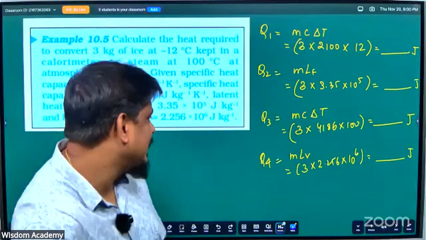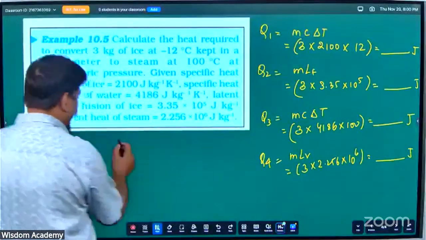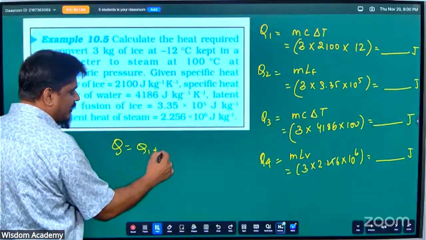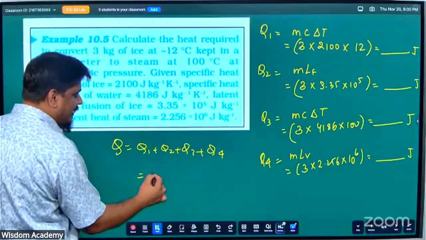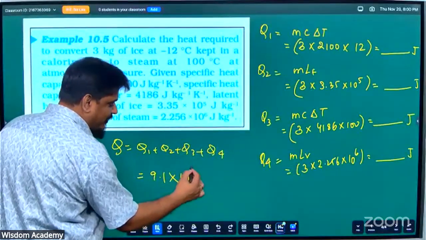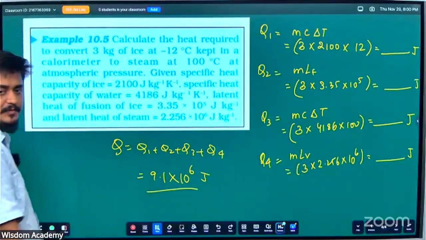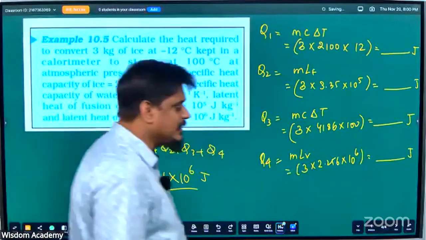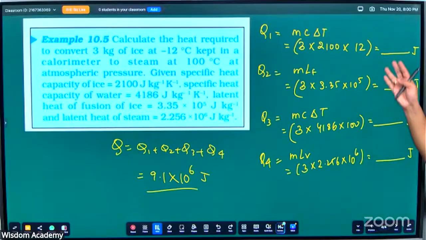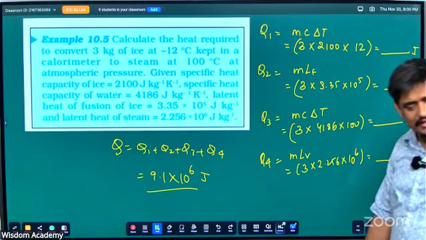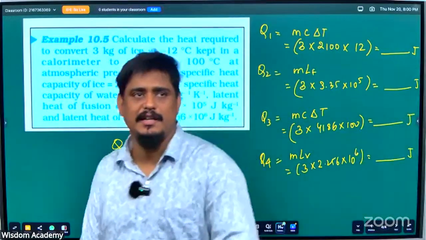If you are getting this answer, it is correct. If you add all these, Q1 plus Q2 plus Q3 plus Q4, you will get 9.1 times 10 to the power 6 joules. Right? If you are getting this answer, your answer is correct. If you are not getting this answer, some mistake you are doing in calculation. Please check your answers and correct yourself if you are getting a wrong answer.